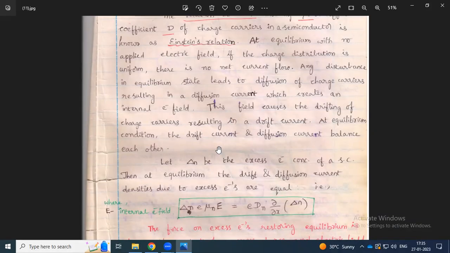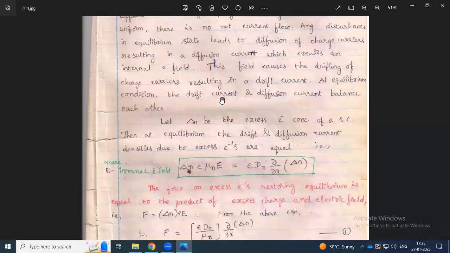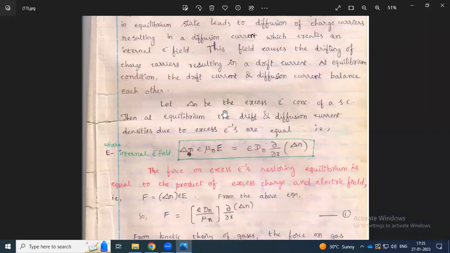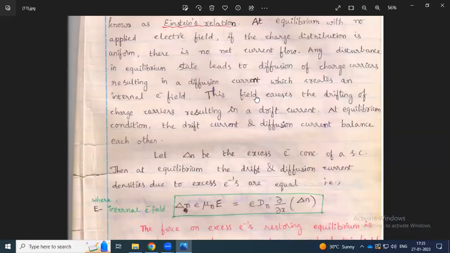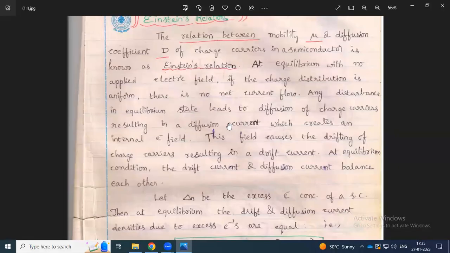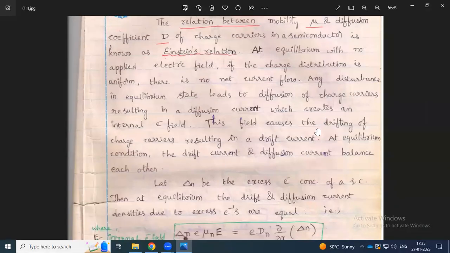This field causes the drifting of charge carriers, resulting in a drift current. At equilibrium condition, the drift and diffusion current balance each other. Any disturbance in the equilibrium creates diffusion. They move from higher concentration region to lower concentration region. That is called diffusion.